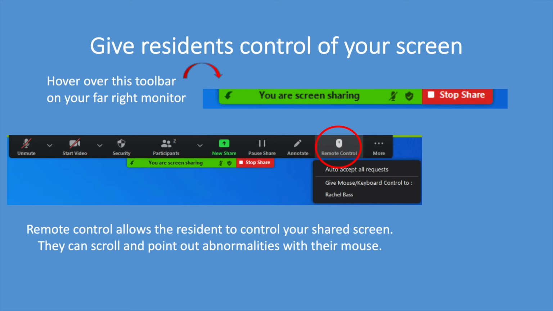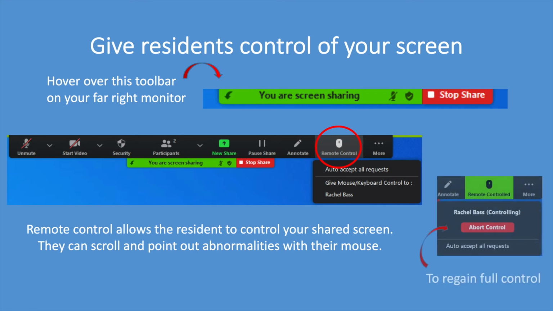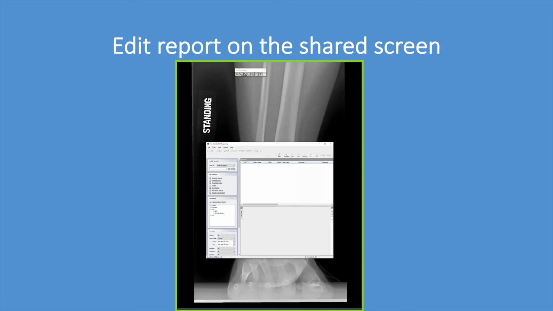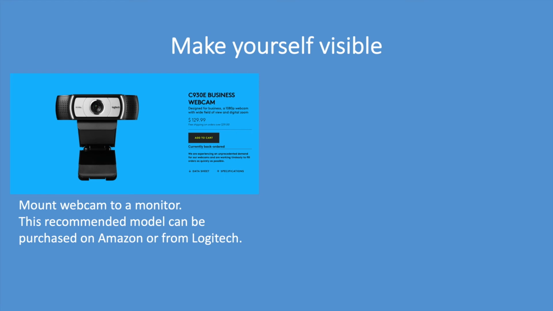They also can request access to remote control on their end using their same icon. When you're ready to regain full control, simply click the Abort Control button. The screen is now all yours again. After you've discussed pertinent findings, residents often appreciate seeing the edits that you make to their report in real time. Do this simply by dragging PowerScribe from your far right screen to the shared screen and edit it from there. This is obviously optional.